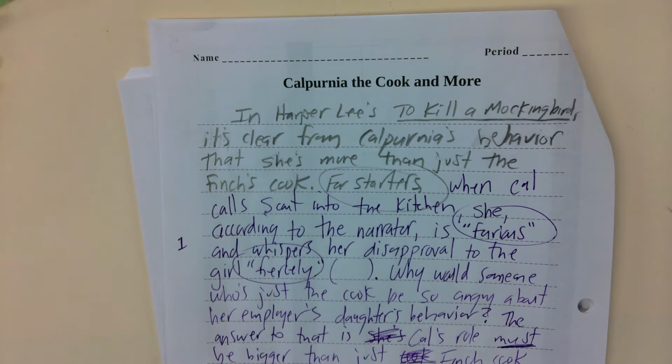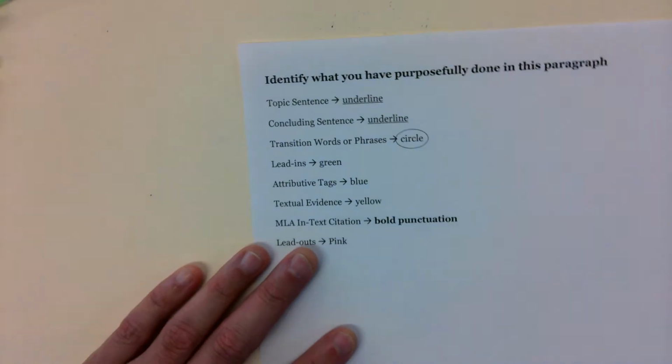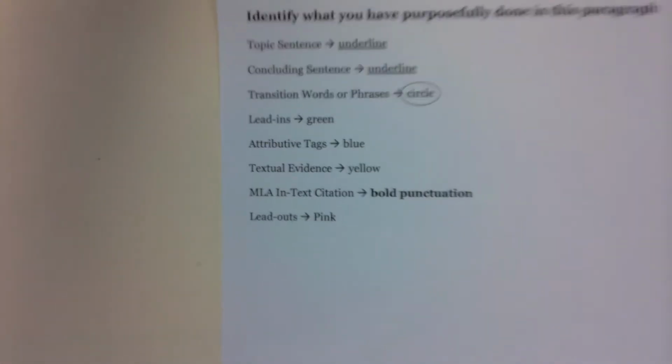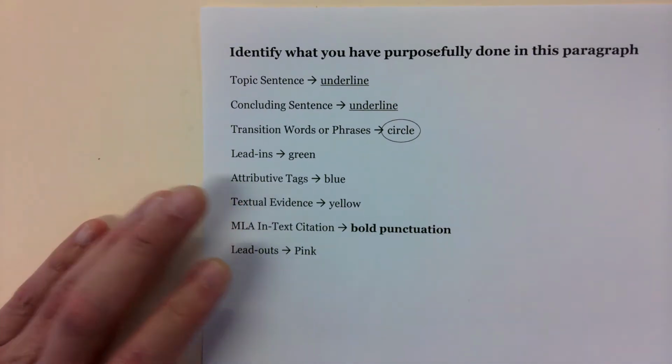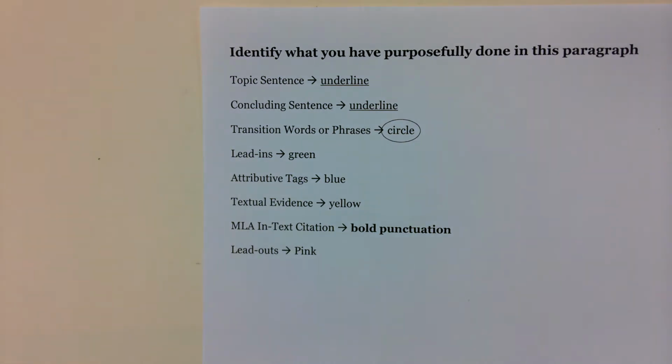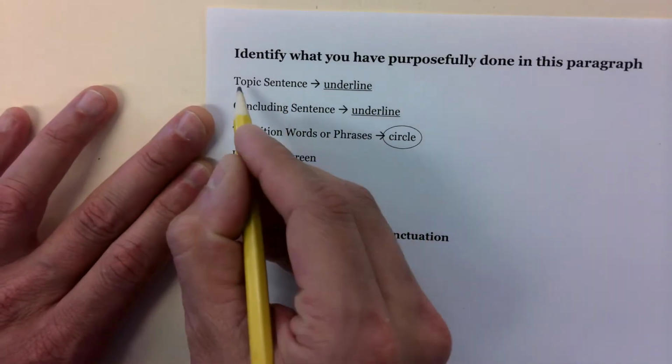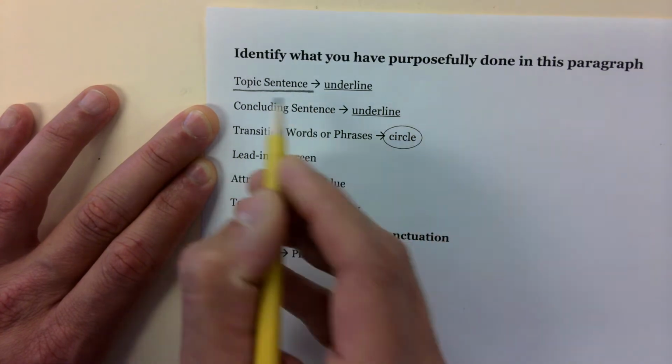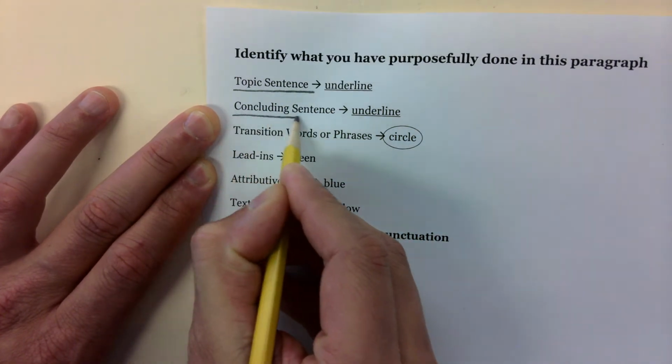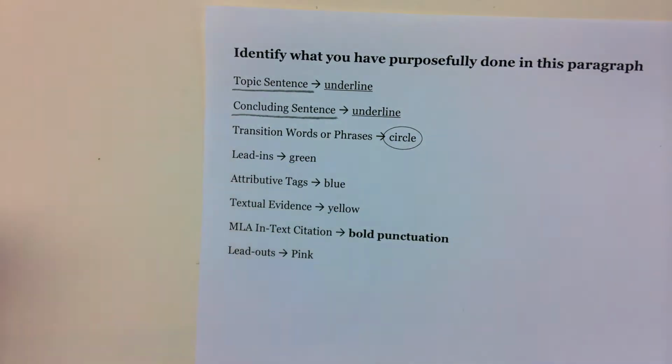So this is the key. It is exactly what you maybe thought it might be. It's all the words that we've been talking about. So in your Calpurnia paragraph, you are going to underline your topic sentence. As you can see, I already got it underlined. You're also going to underline your concluding sentence. And it's just a way of you saying, yeah, I got that. Here it is. I know I have it. Here it is.